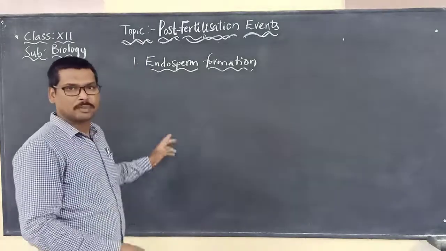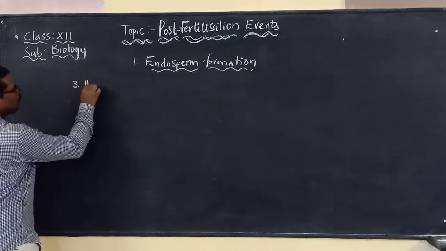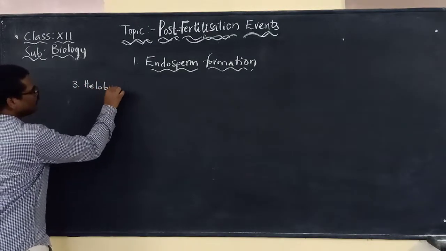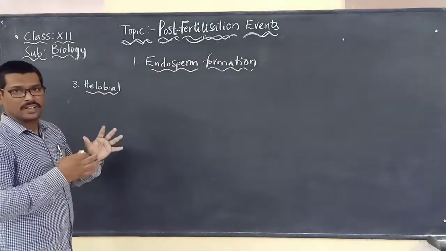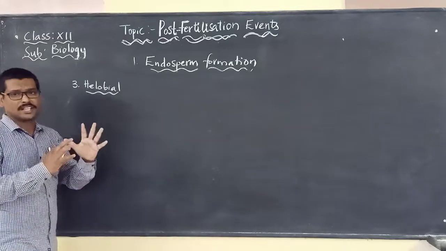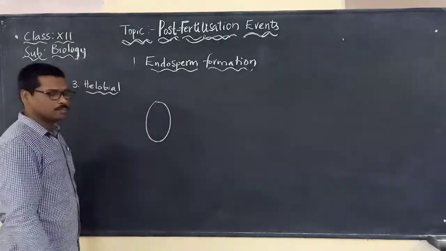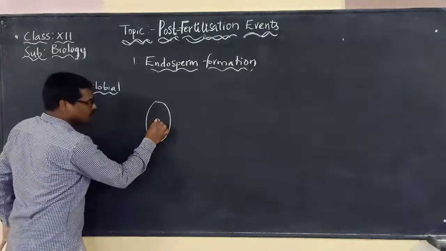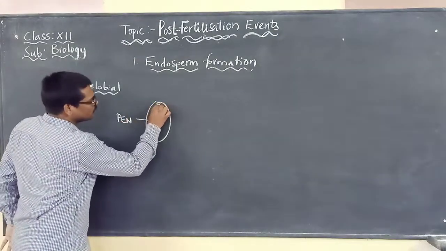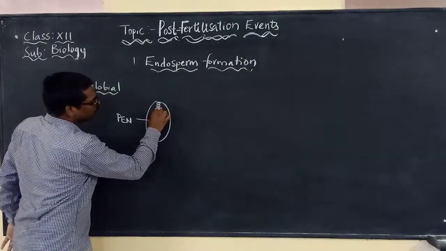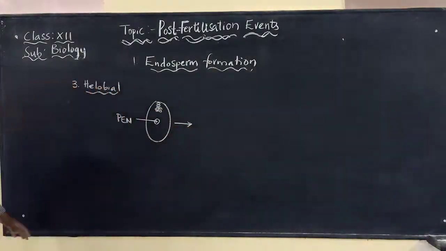So let us discuss the third type of endosperm. The third one is the helobial type, or helobial endosperm. We will discuss it with the help of a diagram again, so we will understand it very clearly. Let us see this. This is the endosperm. Here is the primary endosperm nucleus. And here is the growth of the embryo. Now here we will see and try to understand it.